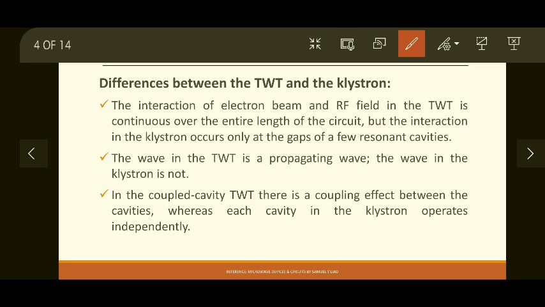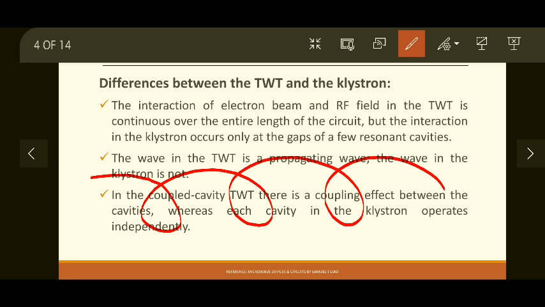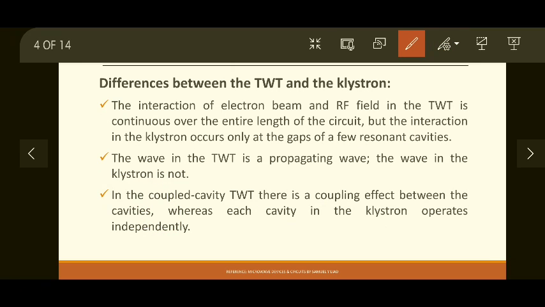Next difference is the wave in TWT is a propagating wave. Microwave input continuously travels along the tube because of the helical structure. Whereas in the klystron it is given only to the buncher cavity. So klystron wave does not propagate, whereas TWT wave propagates. Which wave? The microwave input signal.